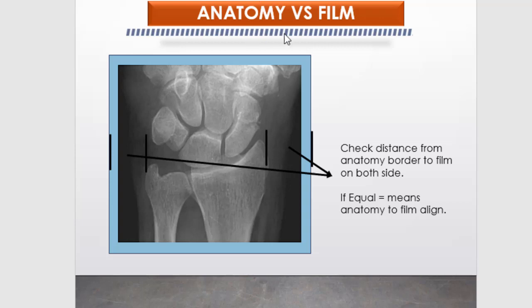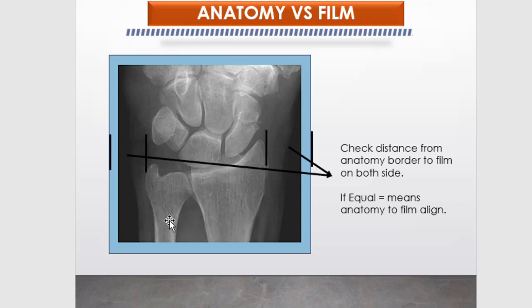Then the third one, anatomy versus film. So you check the film border to the anatomy border. If it is equal, you come to the conclusion that alignment between anatomy and film is aligned. Why do you need to check alignment? To ensure that the film taken was done at the center of the collimated area, center of the film, and apart from the artistic value, this is to prevent the cut off, mainly cut off of the anatomy.